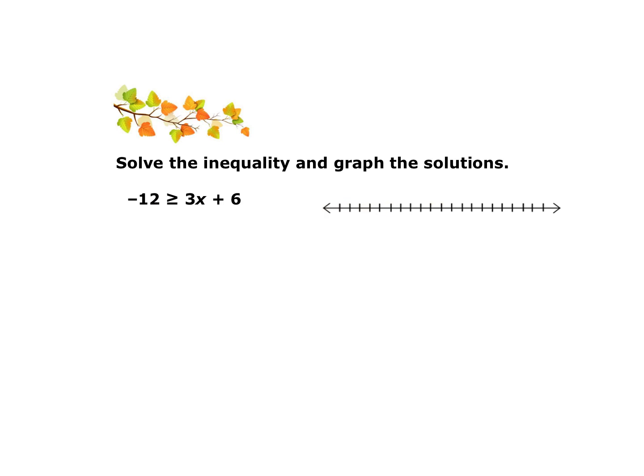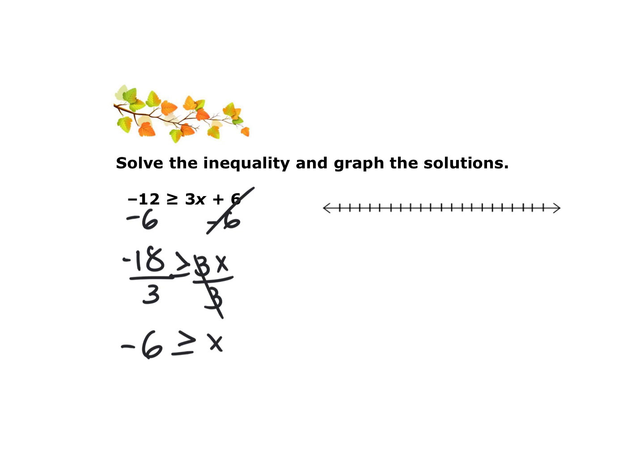So in order to solve for this one, I'm going to subtract 6 on both sides, which is going to give me negative 12 minus 6. Since they're both negative, it's just going to be an addition. So we're going to get negative 18 is greater than or equal to 3x. Afterwards, I'm going to divide both sides by 3. So negative 18 divided by 3 is negative 6 is greater than or equal to x.